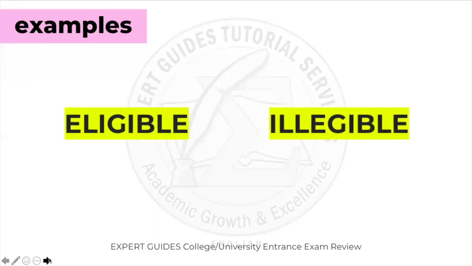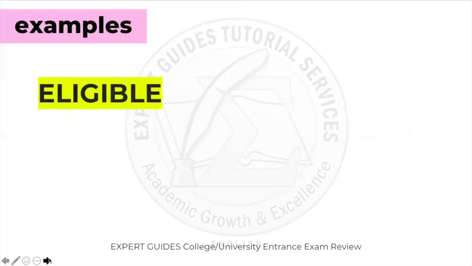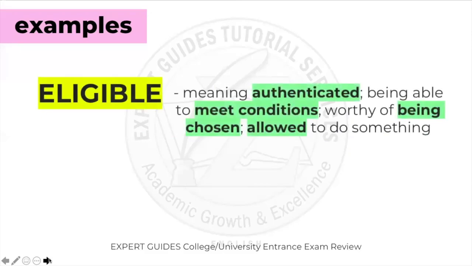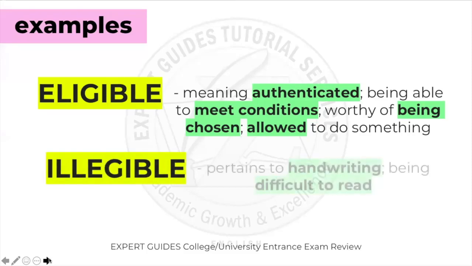Next pair of words, eligible and illegible. Eligible means something authenticated or something that meets conditions or standards or qualifications worthy of being chosen, or something or someone allowed to do something or is qualified to do something. When we say illegible, it refers to or pertains to handwriting. Handwriting that is difficult to read.